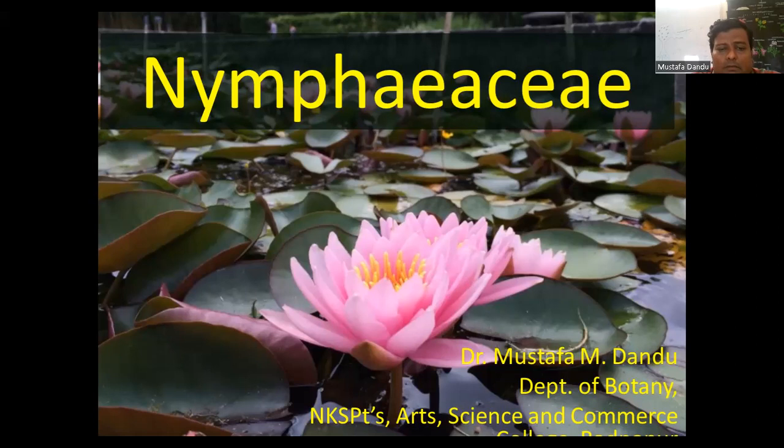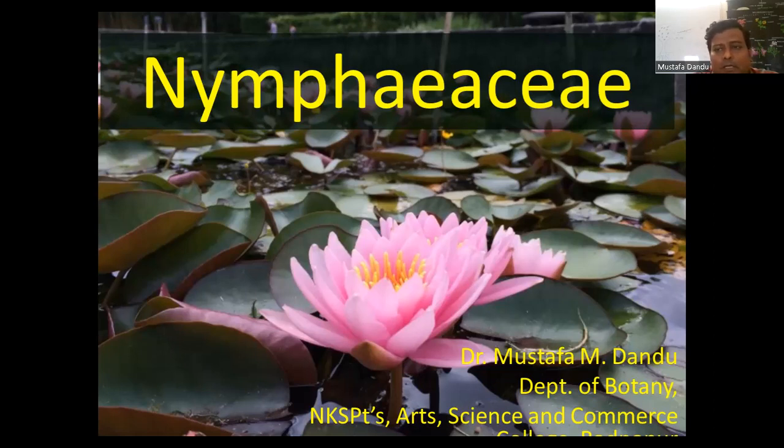Again, some of the distinguishing features: they are aquatic herbs, they are free floating type, they have long petioles, flowers are large on a long pedicel, stamens are numerous, fruits are spongy with several immersed seeds. You can see in Nymphaea, the flowers are large, they are showy also.